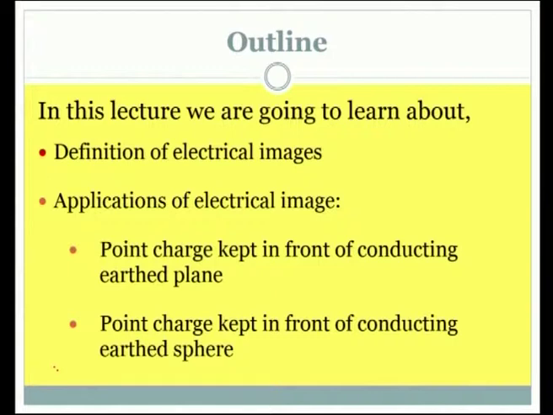In this lecture, we are going to learn about the definition of electrical images, the applications of electrical image pertaining to a point charge kept in front of a conducting earth plane and also a point charge kept in front of a conducting earth sphere.